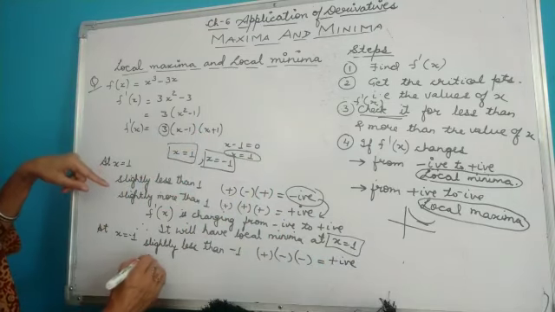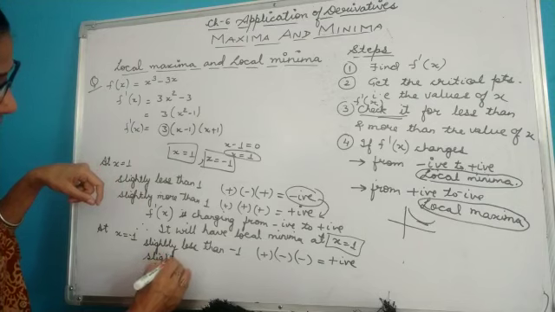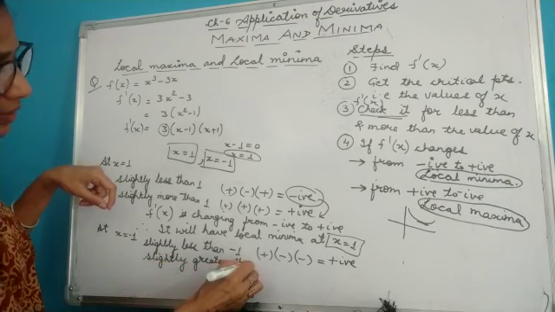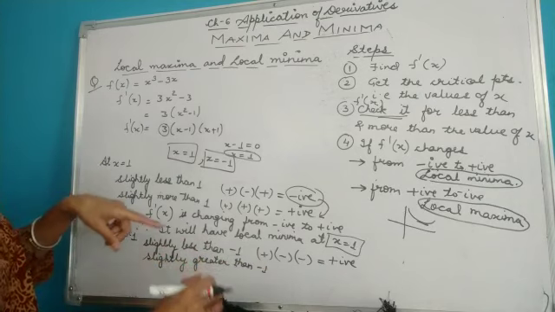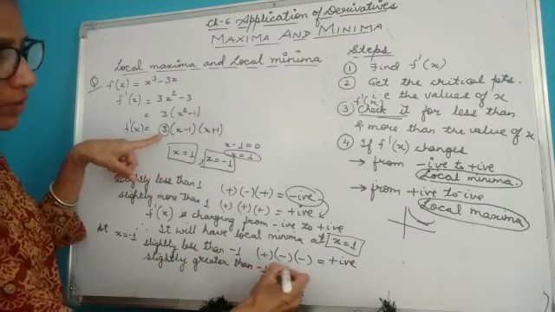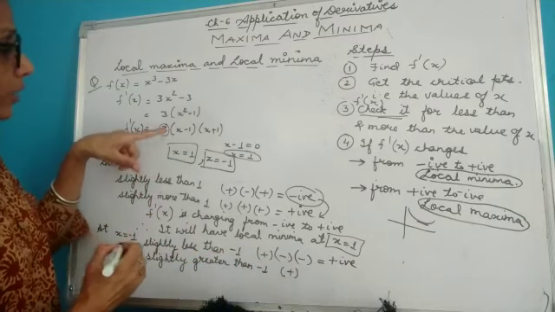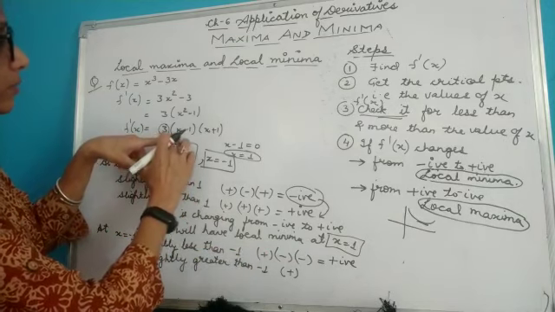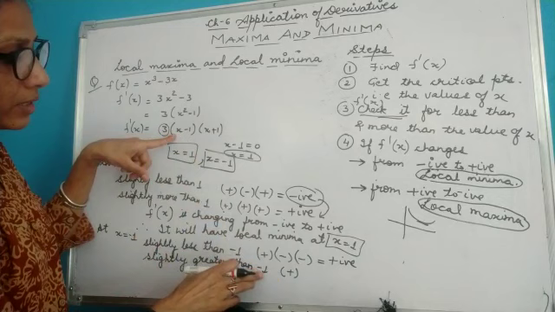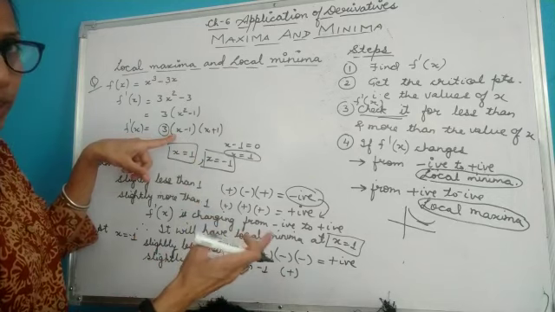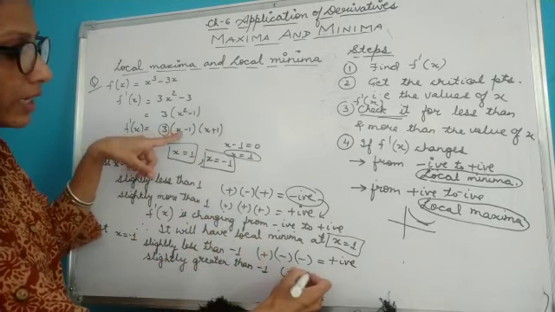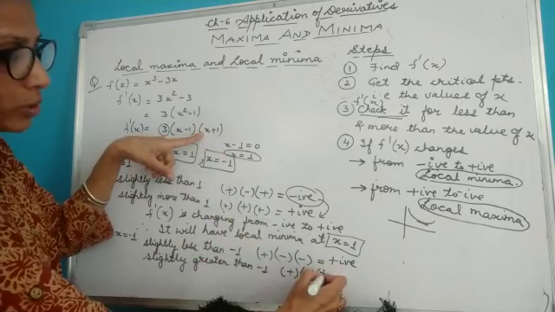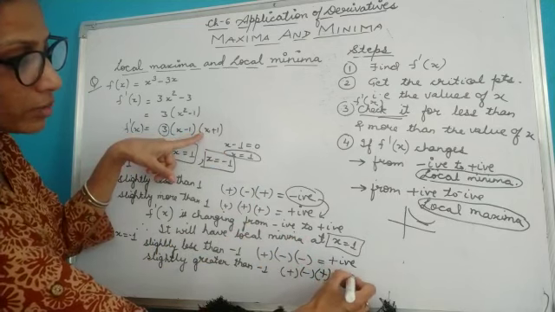Now let's check it for slightly greater than minus 1, because we are checking it for minus 1. Here this is 3, so it will always be a positive value. If I take slightly more than minus 1, say I take it as 0, this will be again a negative. If I take it slightly more than minus 1, then this will be a positive value, which in turn will give me a negative value.